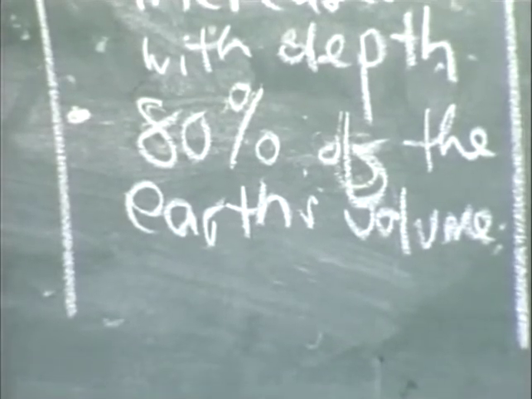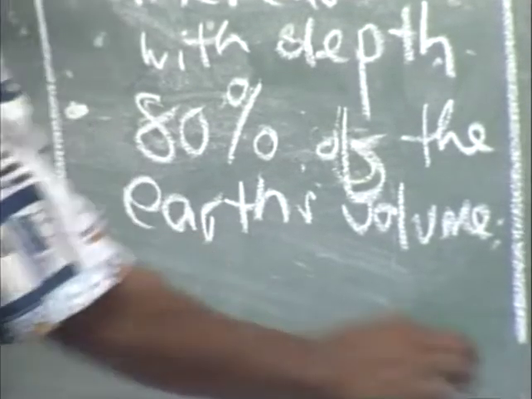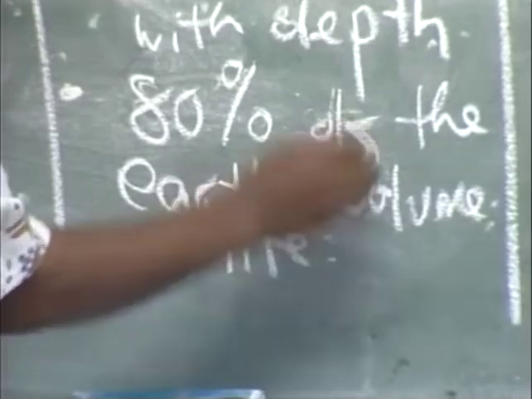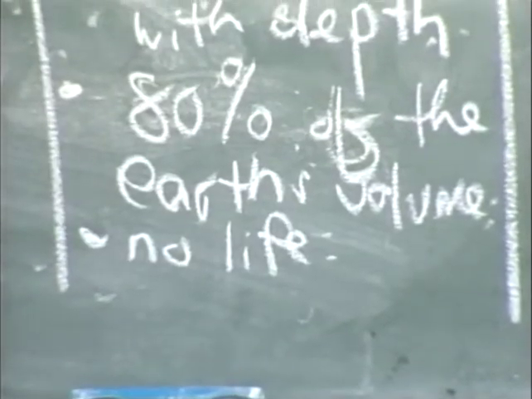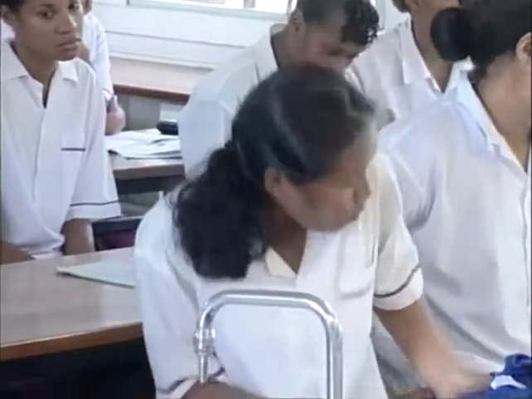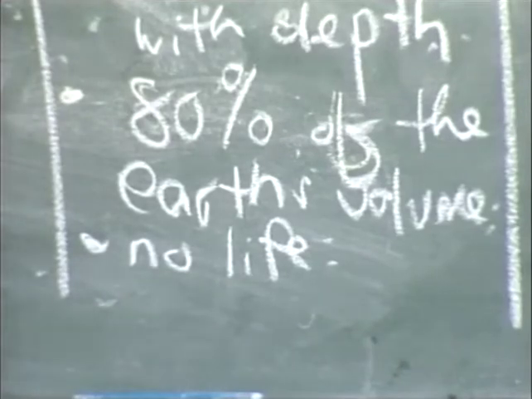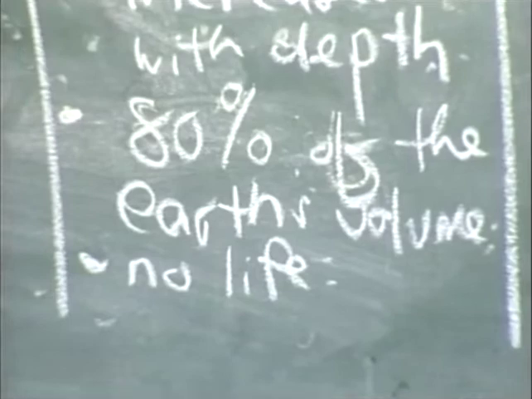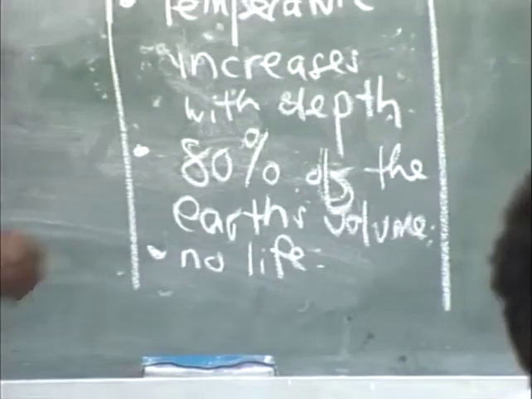There's no life. Okay, no life. Would you like to explain why you are saying there is no life in this particular layer? Because it's too hot. Okay. We note that this particular layer would be hot, therefore any form of life might not be able to exist within the given temperatures. Any other characteristic?